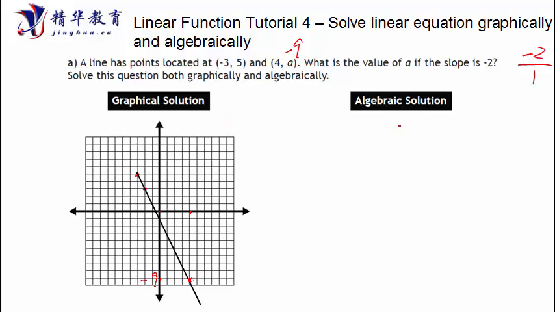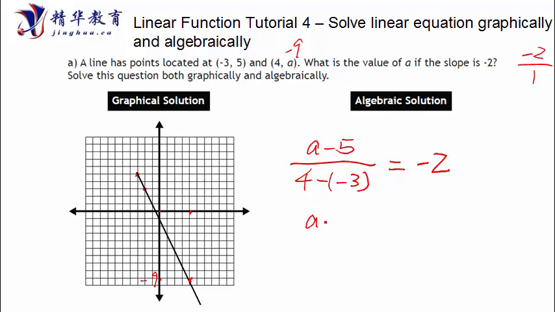Okay, let's see it algebraically. These two methods supposedly come with the same answer. If not, that means you're doing something wrong. Let's find the slope here. We can use any one point and subtract: a minus 5 over 4 minus -3, which is equal to -2. The slope is -2.